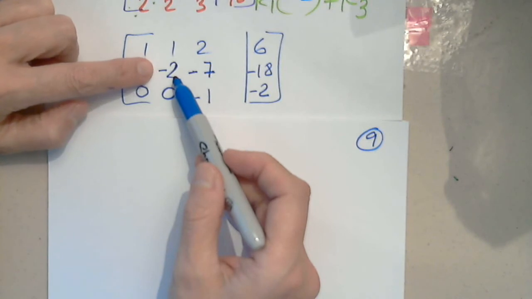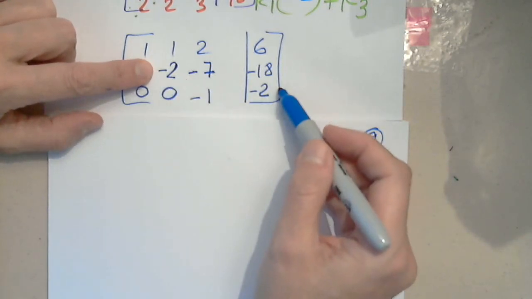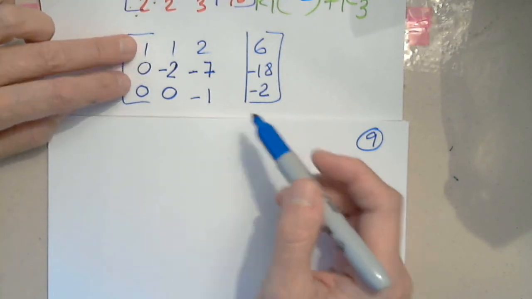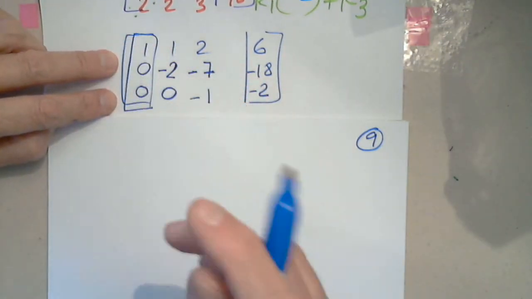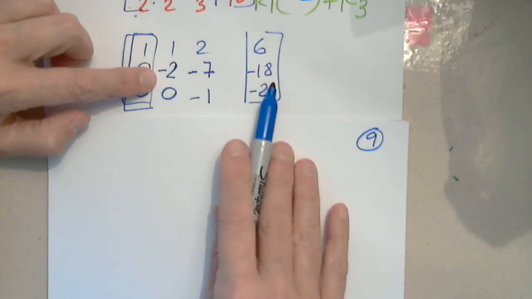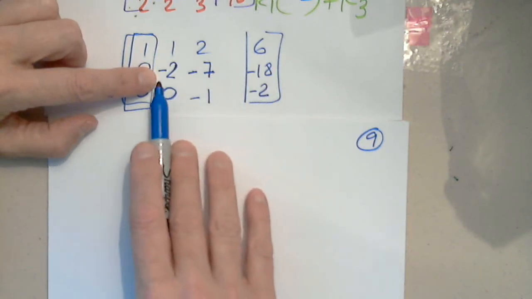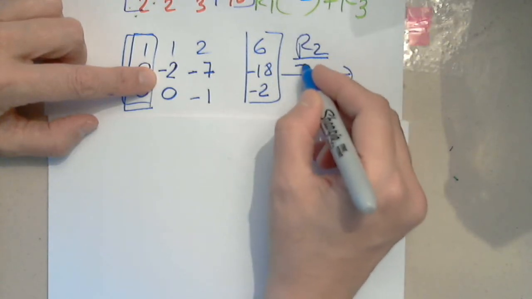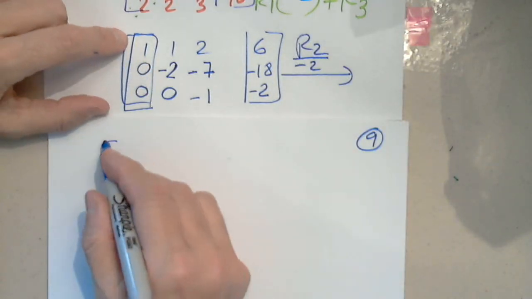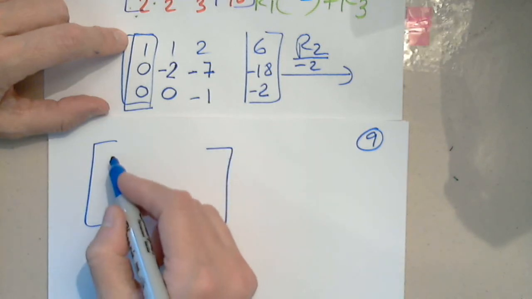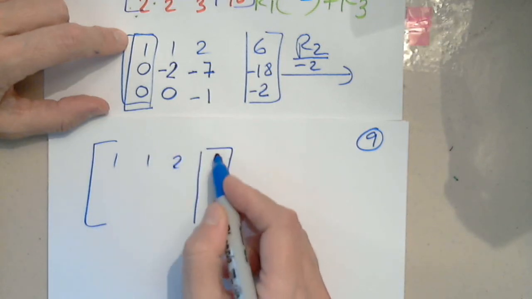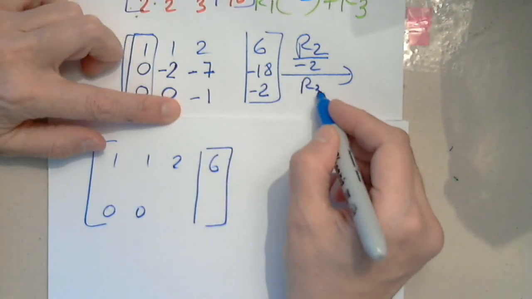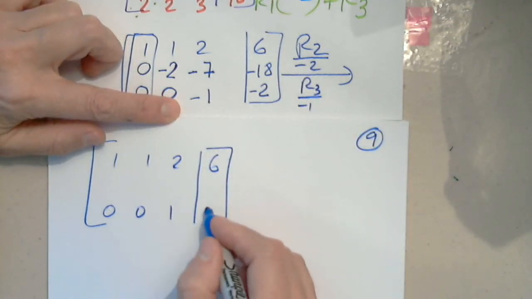We have to divide. You can never try to swap with the first two because this is already carved in stone. But I have to divide both sides, or all these entries in row 2 have to be divided by -2. So I copy 1, 1, 2, and 6, 0, 0. I can also divide row 3 by -1, and 1 and 2.